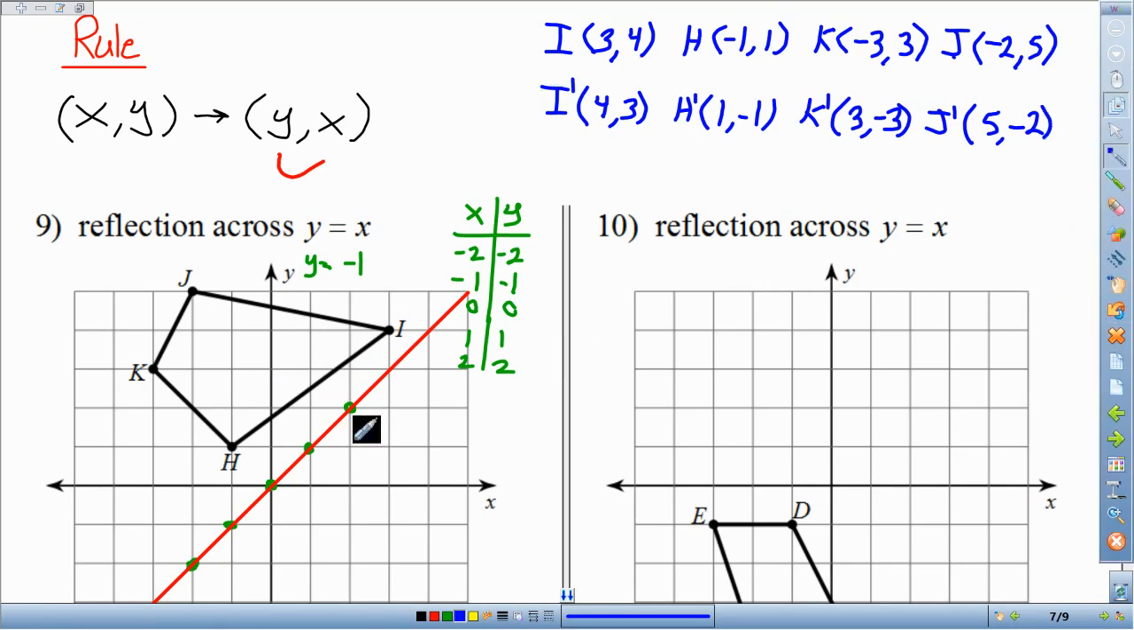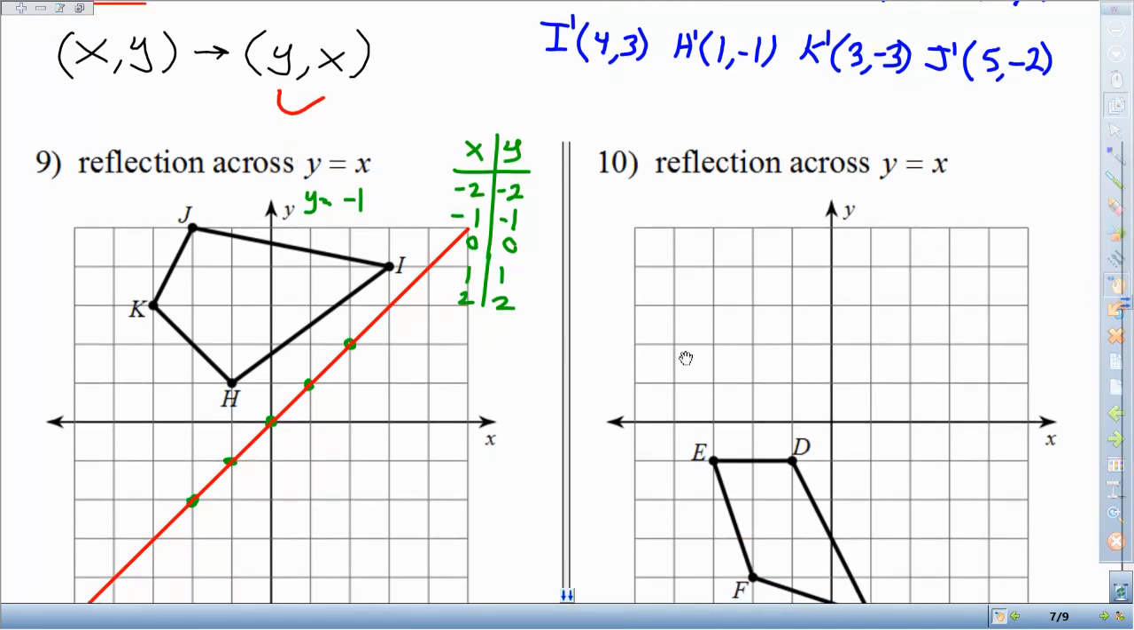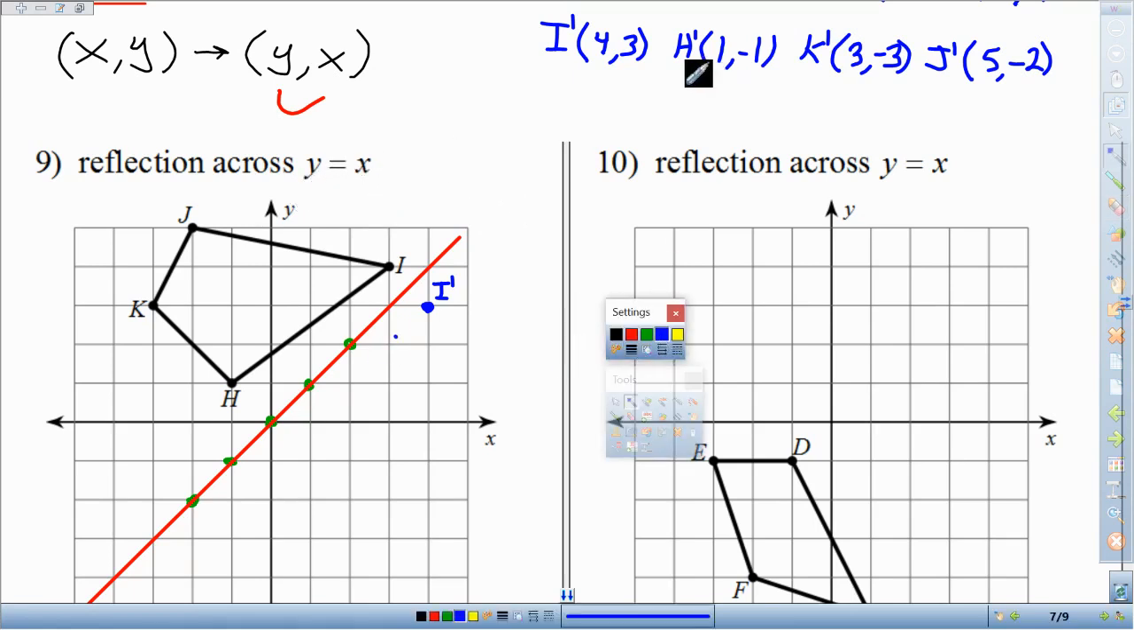Let's plot them, and again, we should see a nice symmetrical reflection here. Let's start with I prime. It's at 4, 3. So going to the origin, going to +4 on the x, +3 on the y. There's I prime. H prime is at +1, -1, so to the right 1, down 1. K prime is at +3, -3.